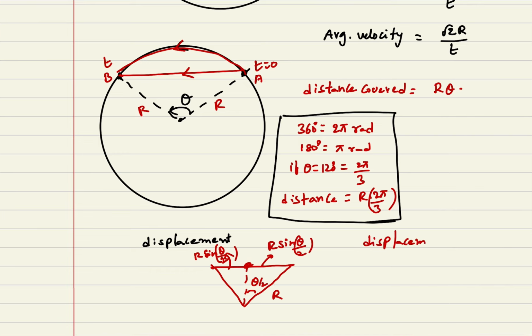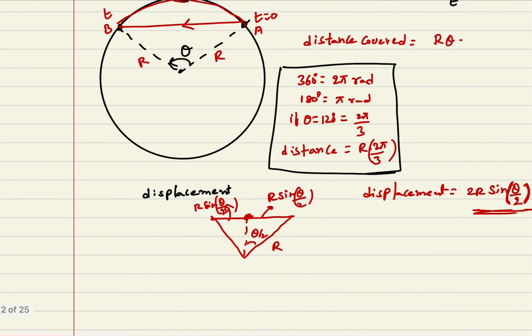So overall we can write the displacement as r sin theta by 2 plus r sin theta by 2, so we get 2r into sin theta by 2. Here theta is the angle. Suppose it is 120 degrees, then theta by 2 is 60 degrees. You can observe this clearly.